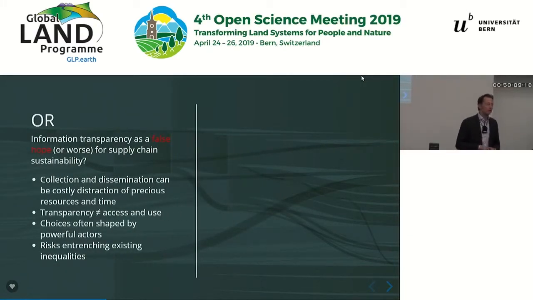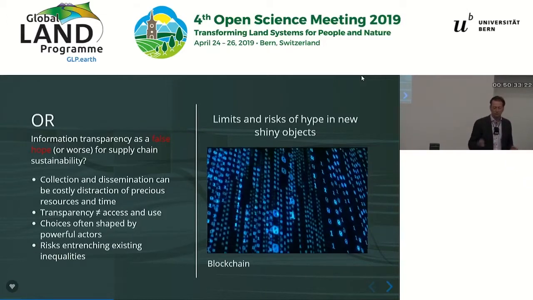However, there are lots of caveats to that, because the collection of data is often costly. Is it the best use of our time and resources? Transparency is not always the same as access, and certainly not equal access. And choices are often shaped, the choices about what to make transparent and which indicators to choose are made by powerful actors. And this risks entrenching existing inequalities.